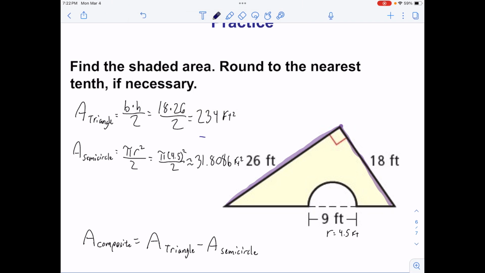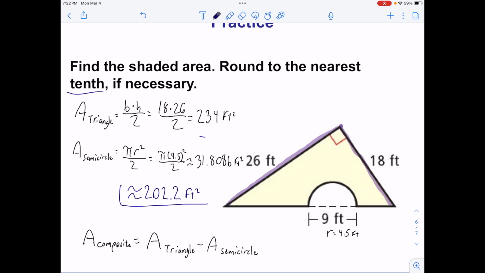234 minus 31.8086 going on forever gives us approximately 202 point, I'm going to round it to the nearest tenth. I got 202.1914. The 19 rounds up to 2, and move it to the side so I can write down the unit. Feet squared.